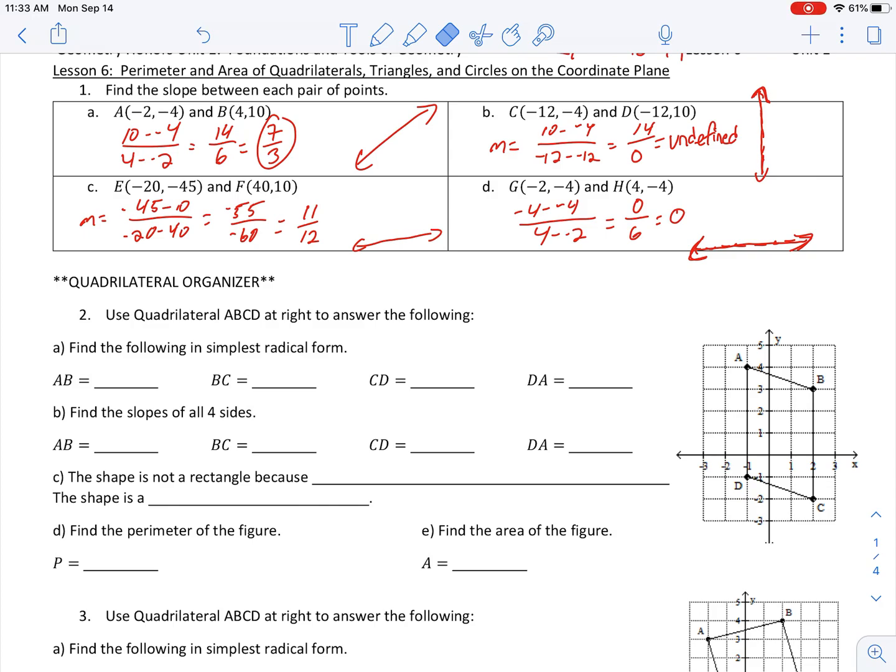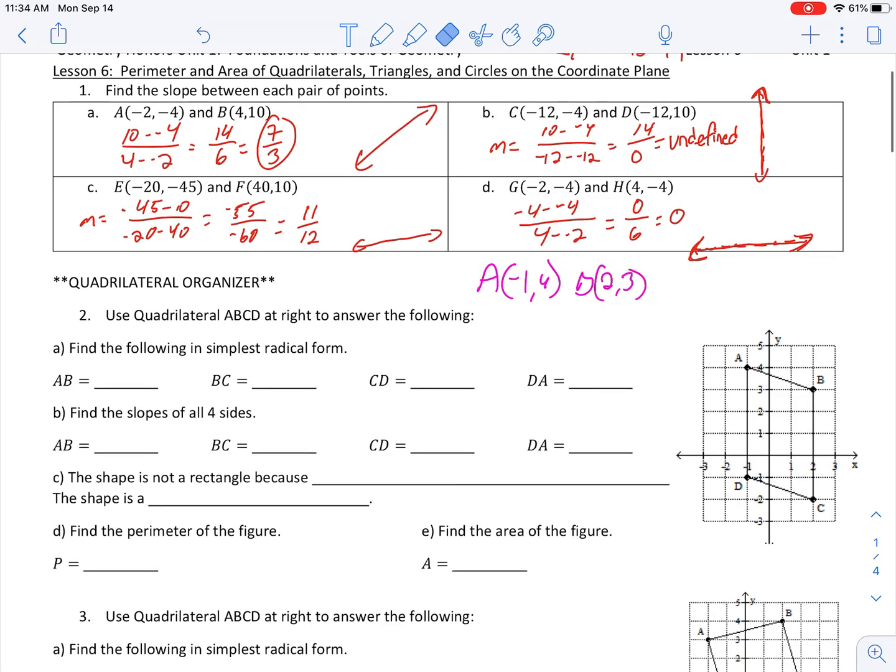Let's find my lengths of AB, BC, CD, DA. Okay, you can go about using your distance formula. You would have to go through and identify A is located where? At -1, 4. And B is located at where? 2, 3. And then go through and use your distance formula: x2 minus x1 squared plus y2 minus y1 squared, and take the square root of that. Okay, that's our distance formula. You can definitely do that.